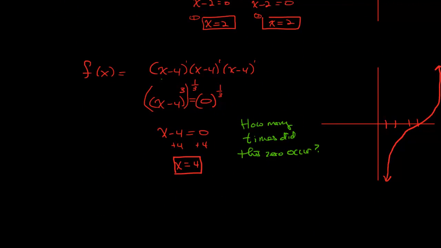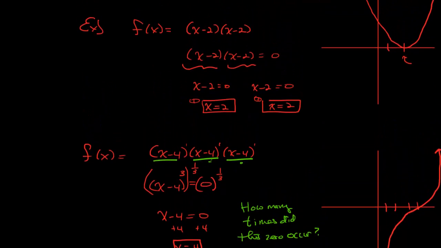Let's think about it. It occurred 1, 2, 3 times. Therefore, we would say the multiplicity of x equals 4 is 3. The multiplicity of x equals 4 is a value of 3. It occurs 3 times. It occurred one time here, another time here, and another time here. So it occurred 3 times.